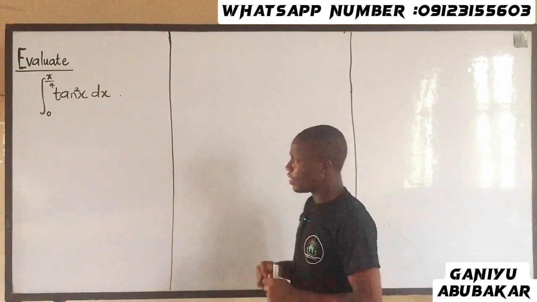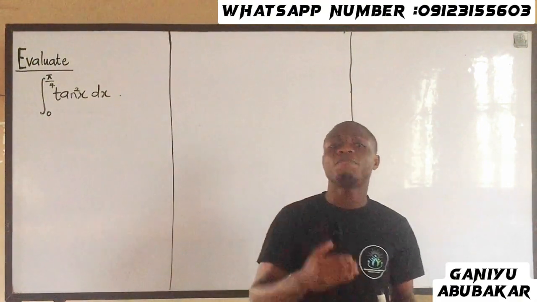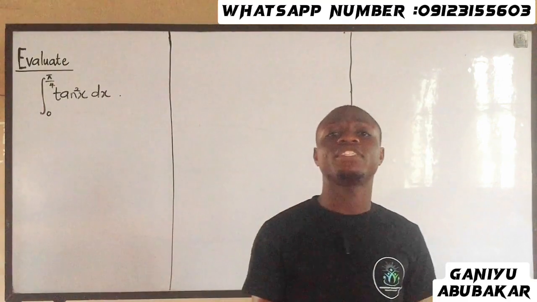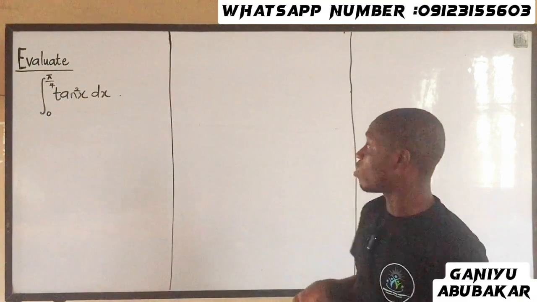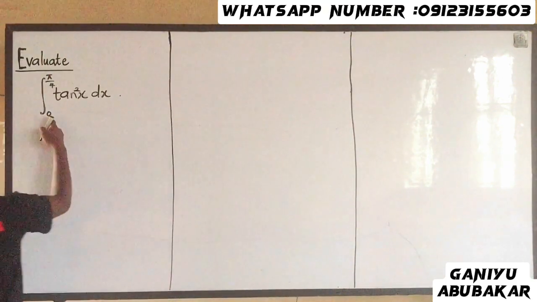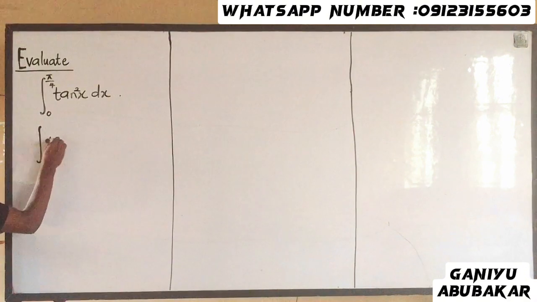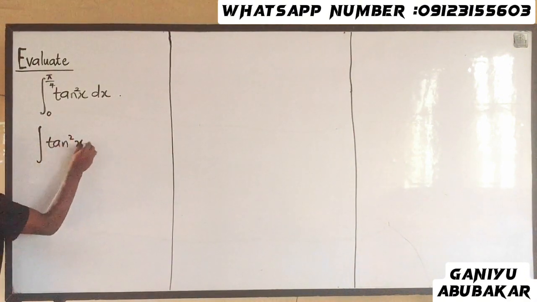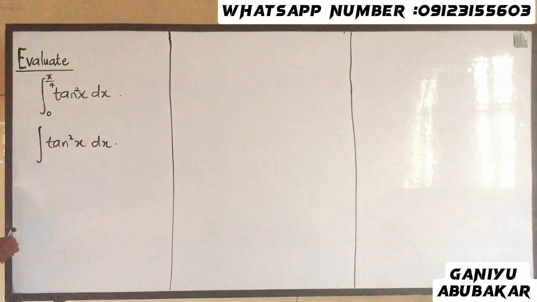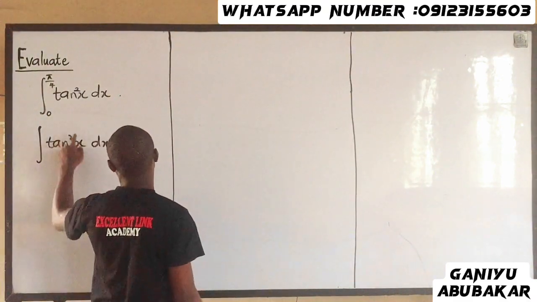Now, what's the first task here? We said to solve any problem under definite integral, what do you do first? Your first task is to ignore the limit. So my first task here is that I will ignore this limit. I'll have the integral of tan squared x dx. So the idea is that I want to integrate tan squared x.